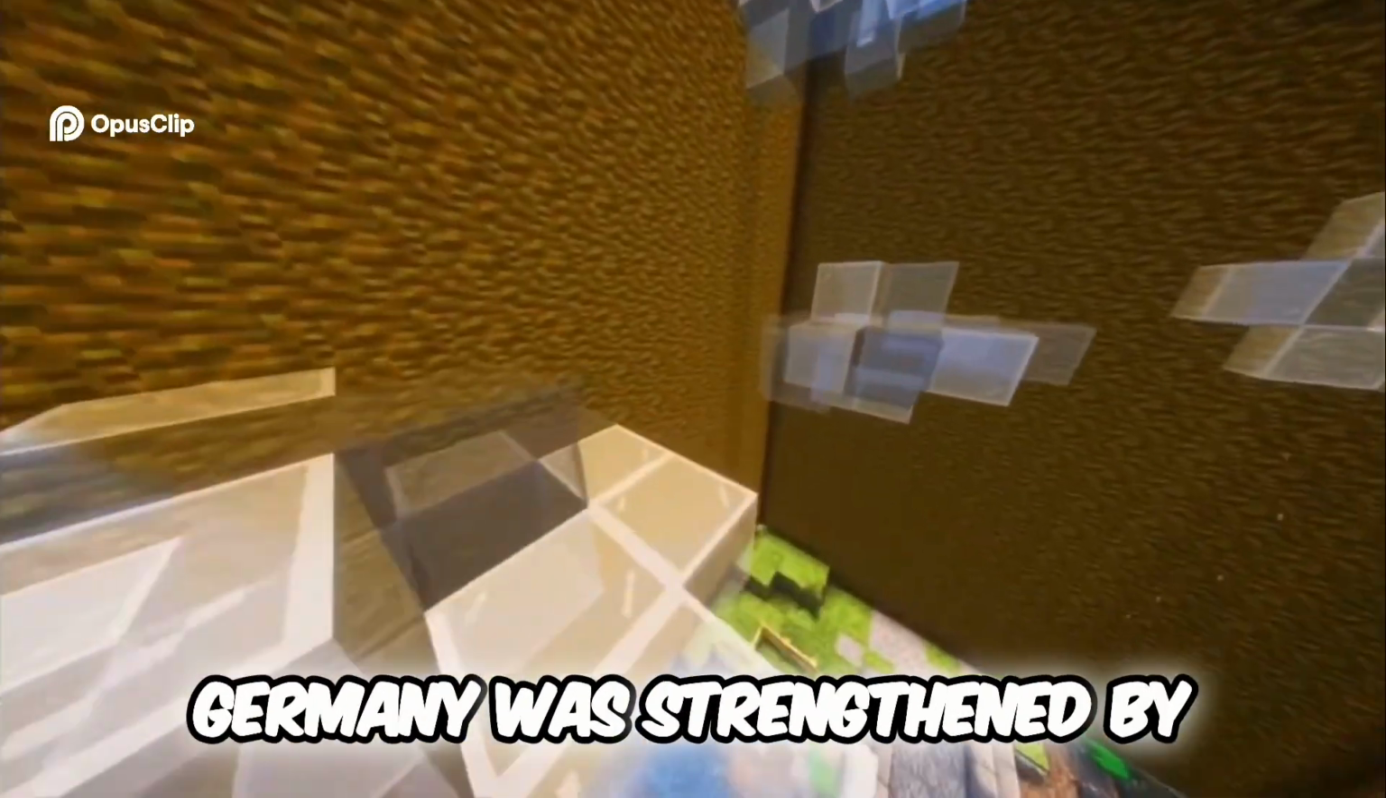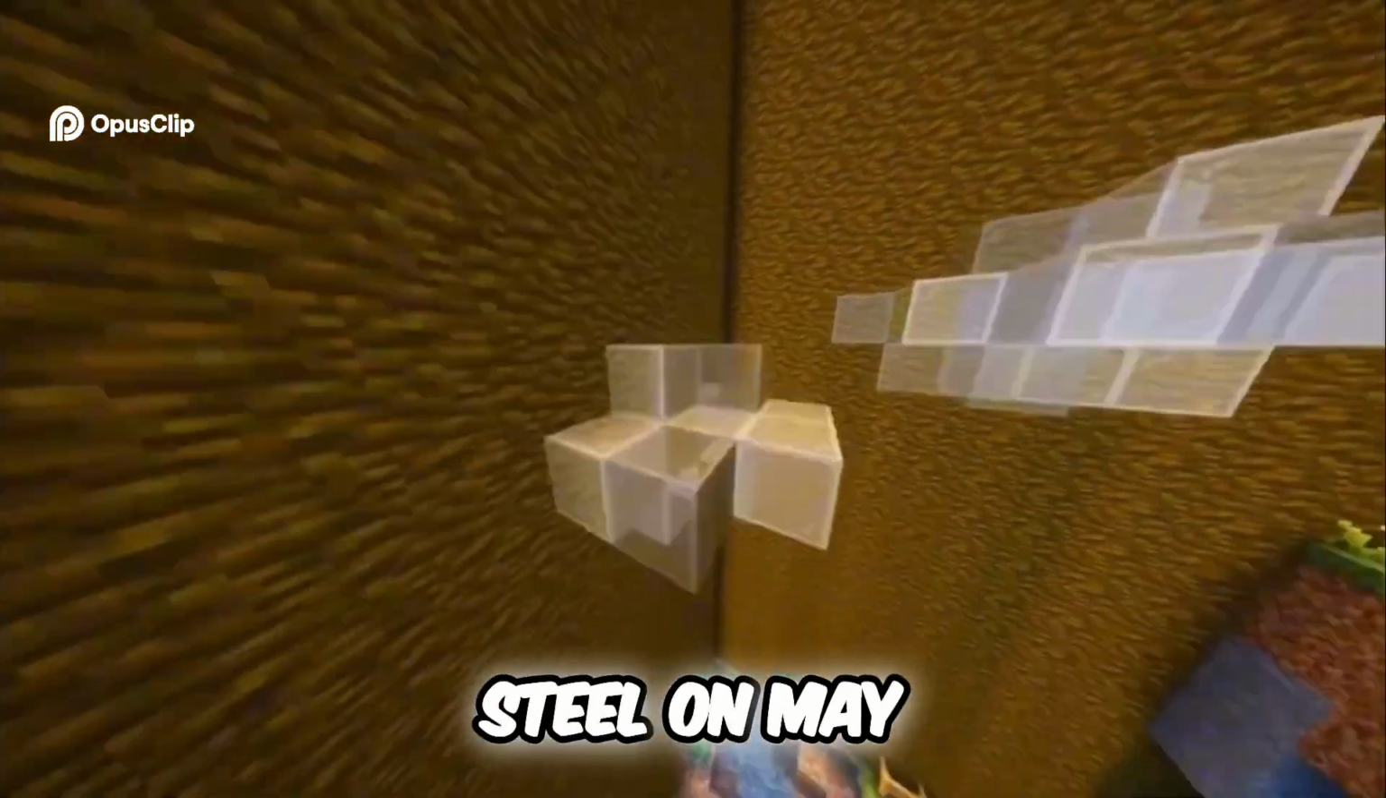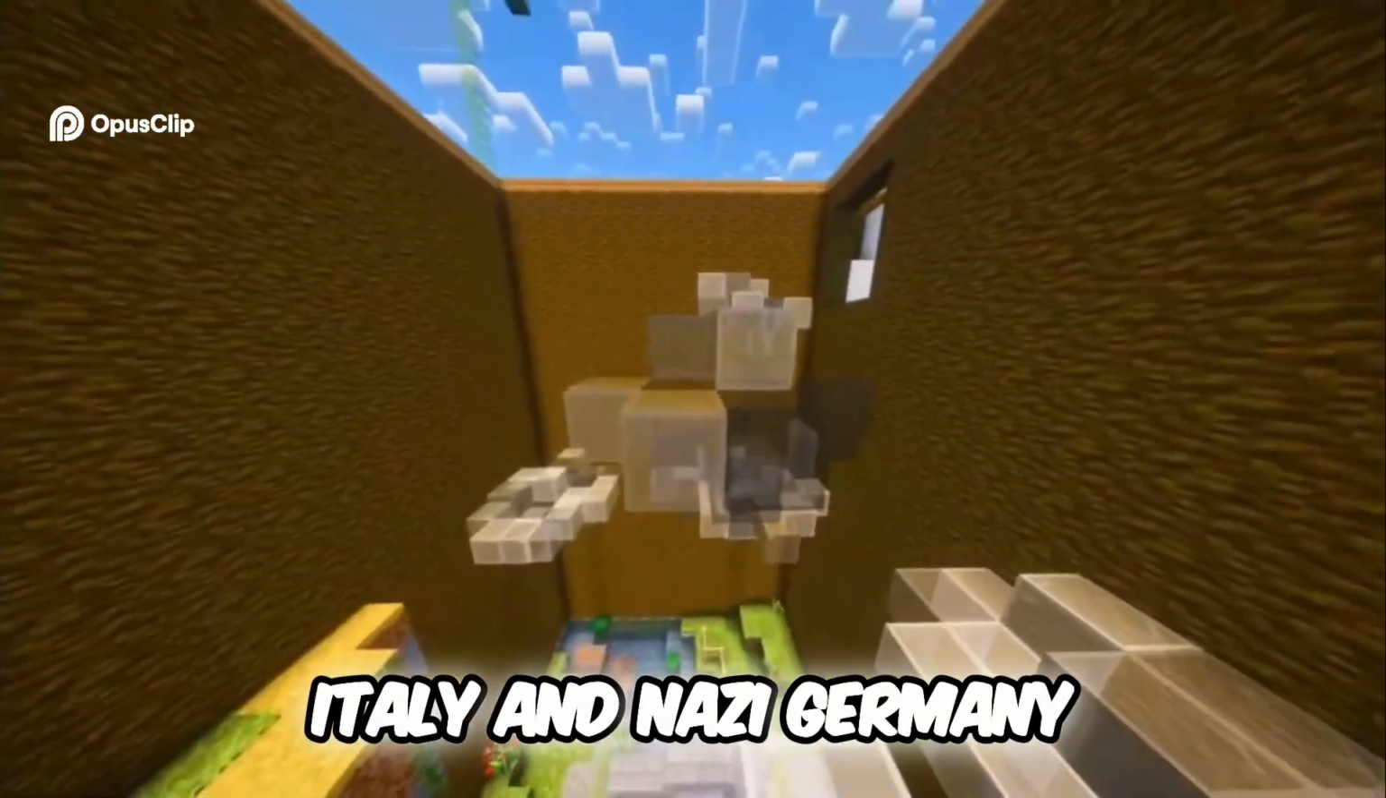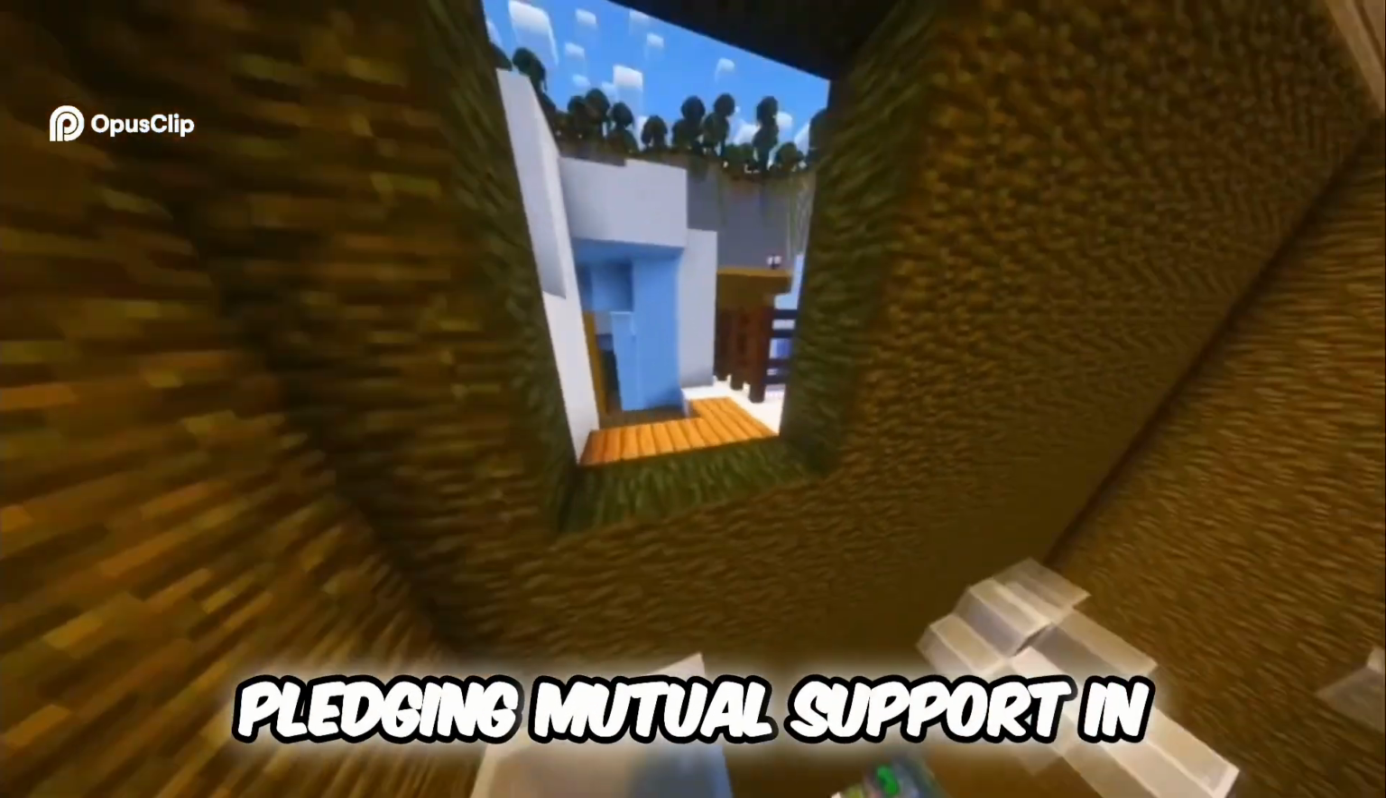The Axis agreement with Germany was strengthened by signing the Pact of Steel on 22 May 1939, which bound together Fascist Italy and Nazi Germany in a full military alliance, pledging mutual support in the event.